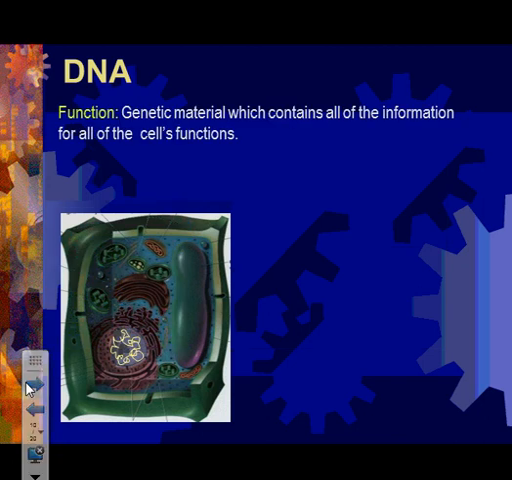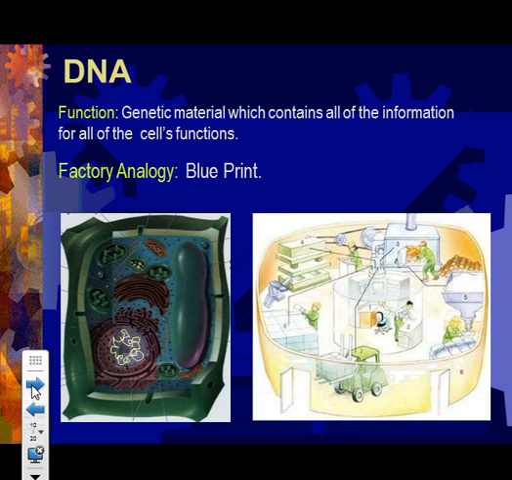So the function of DNA: it's the genetic material which contains all of the information for all of the cell's functions. Our factory analogy would be like a blueprint. Here we see in our cell factory the boss leaning against a desk or a file cabinet, and that might be a blueprint he's looking at there. That would be the analogy for DNA.